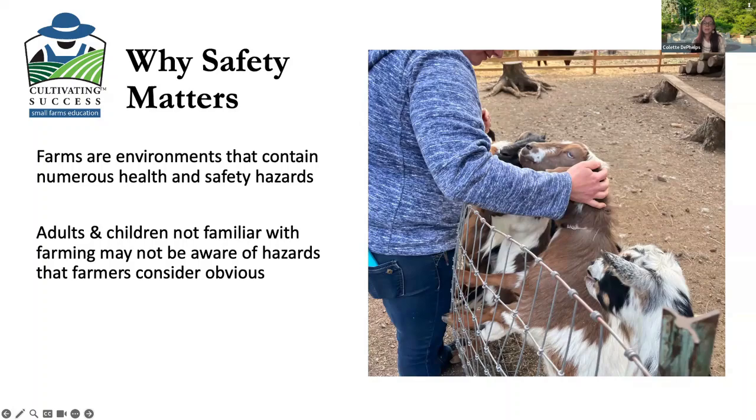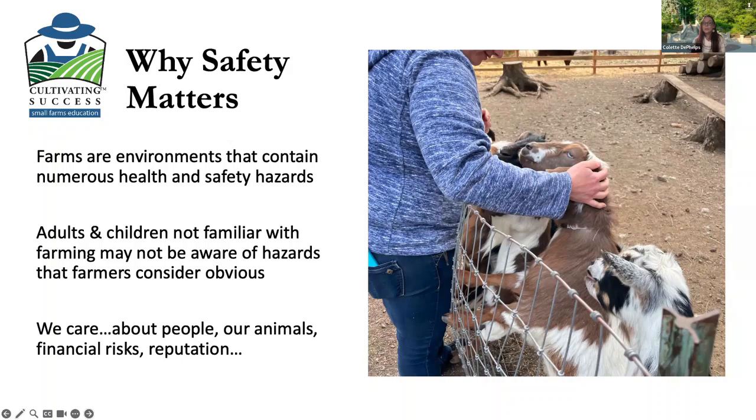Adults and children that don't have experience with farming, or don't have experience with the type of farm that you operate, may not be aware of the hazards that you consider to be obvious. And ultimately, we care. We care about people, we care about our animals, we care about the financial viability of our operation and our own business reputation and the reputation of agriculture overall.